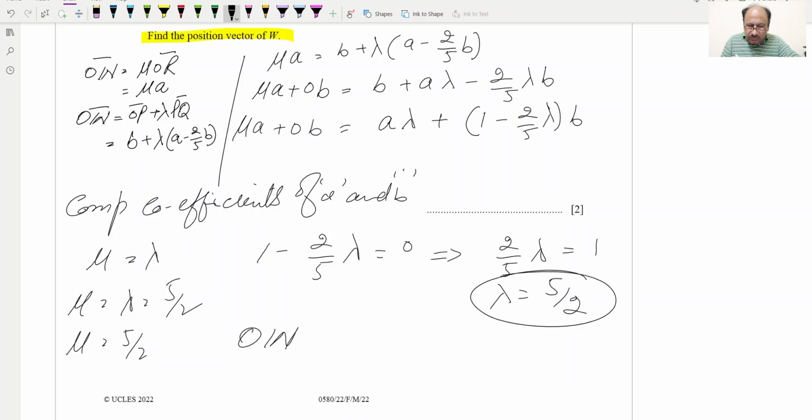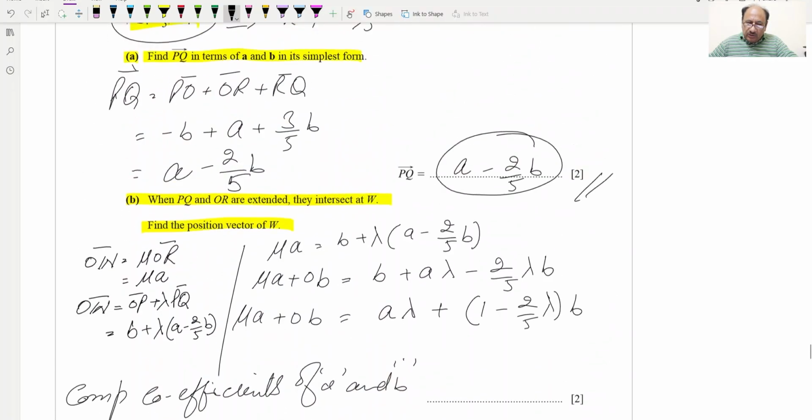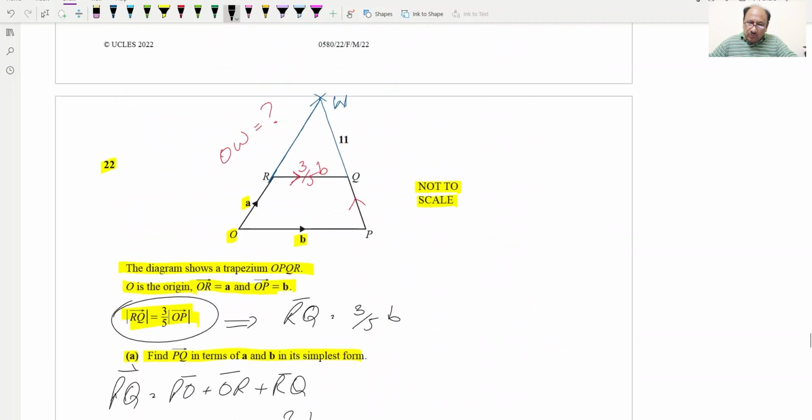So OW is equal to what? OW is equal to mu OR. So this will be equal to mu which is 5 by 2. So we can replace this 5 by 2, and OR will be A value. So OW position vector will be equal to 5 by 2A. Hopefully you understood each and everything, and this was the final answer for this question, and it was a 2 marks question. So basically we are done with the paper.